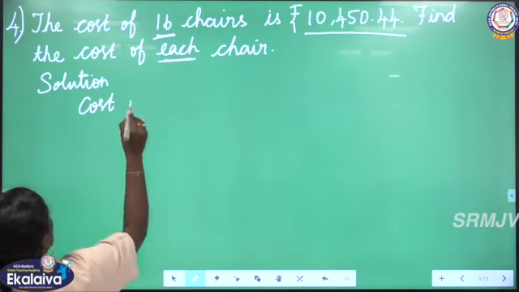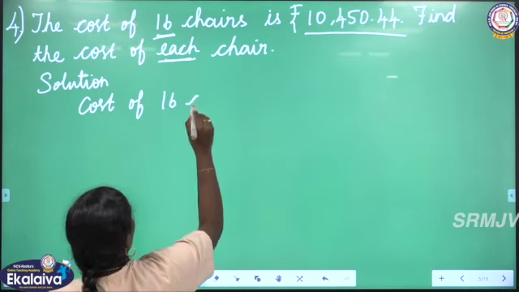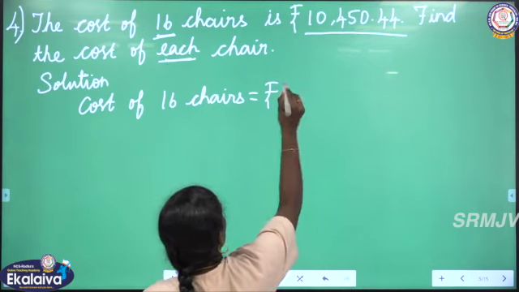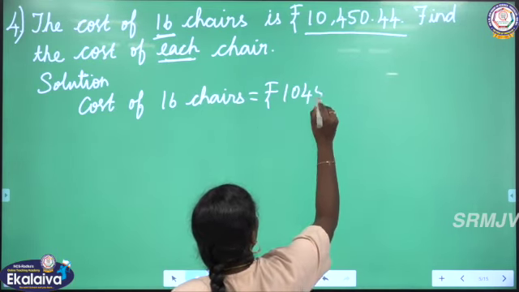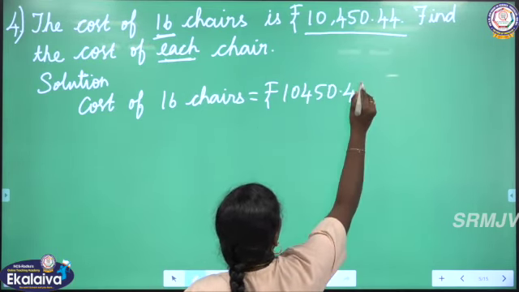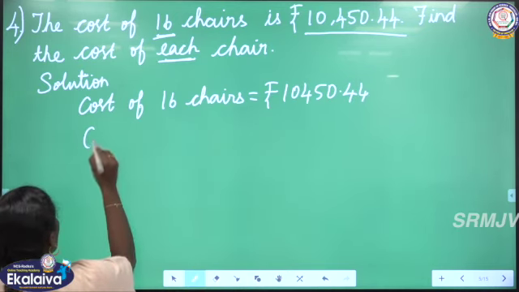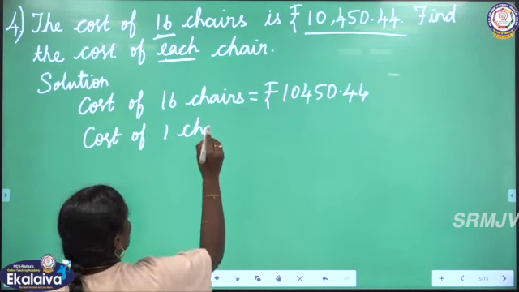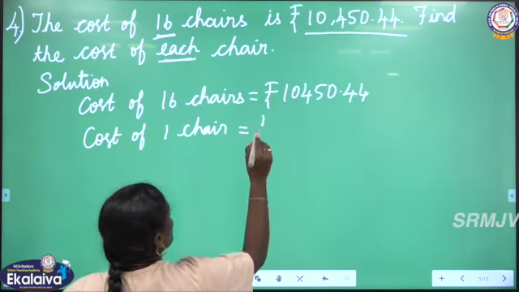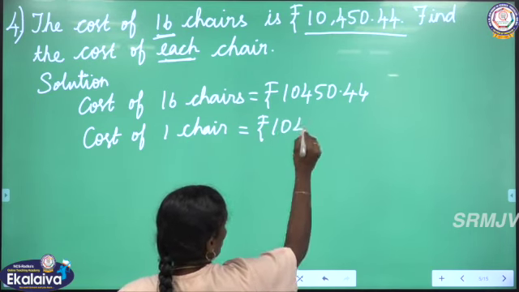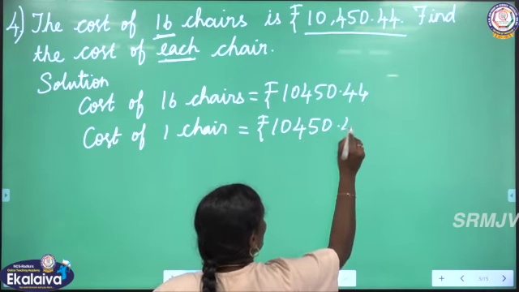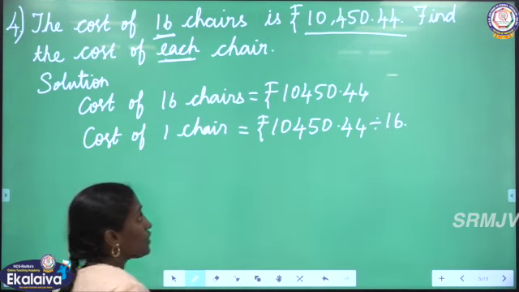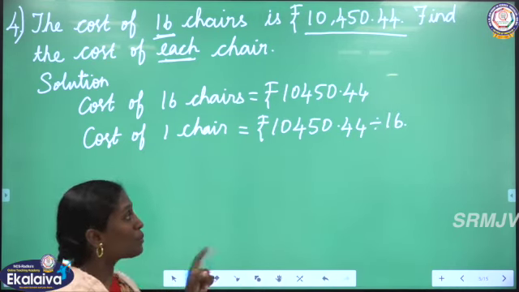Cost of 16 chairs is equal to rupees 10,450.44. Now, we are going to find the cost of one chair, which is equal to rupees 10,450.44 divided by 16. Okay, now we are going to divide the decimal number by 16.